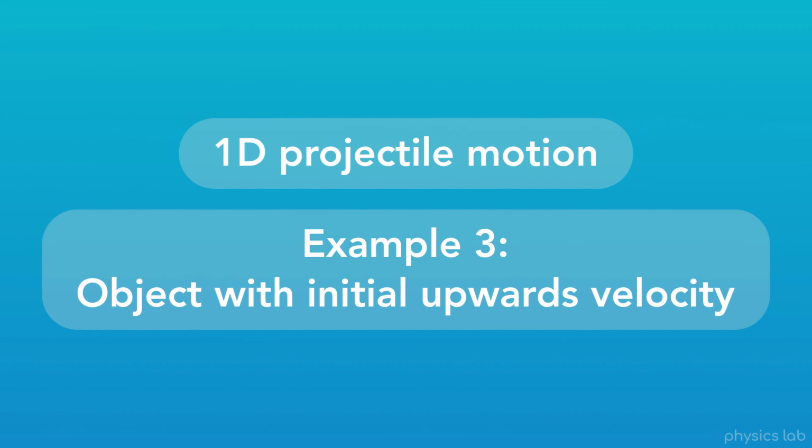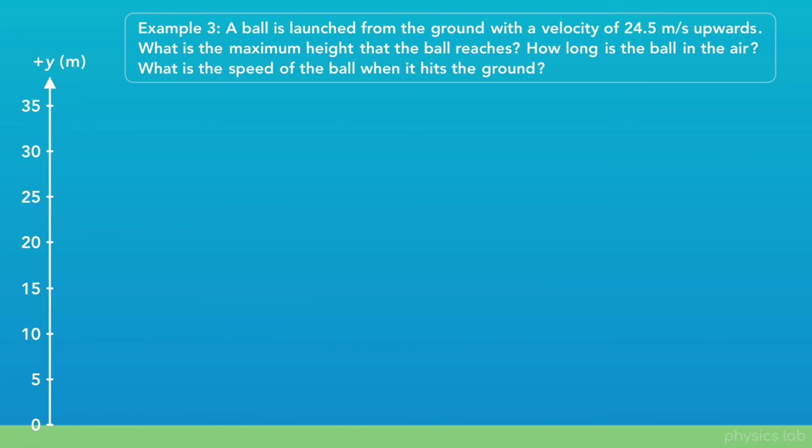Now let's look at one more example, an object with an initial upwards velocity. A ball is launched from the ground with a velocity of 24.5 meters per second upwards. What is the maximum height that the ball reaches? How long is the ball in the air? And what is the speed of the ball when it hits the ground?